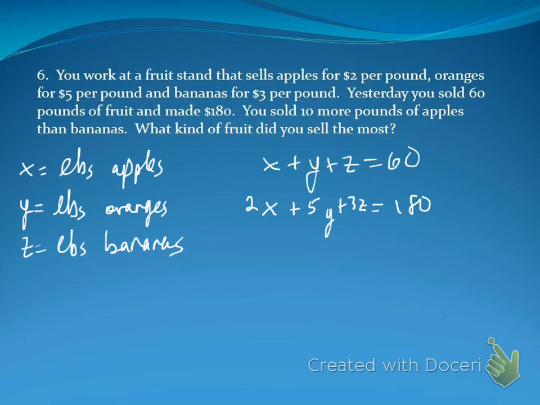Okay, and then it says you sold 10 more pounds of apples than bananas. That means that if you were to take the pounds of bananas, you'd have to add 10 to that to get your pounds of apples, because apples is 10 more than bananas. So apples is 10 more than bananas. Oh, sorry, bananas is z. And there you go. There are your three equations.